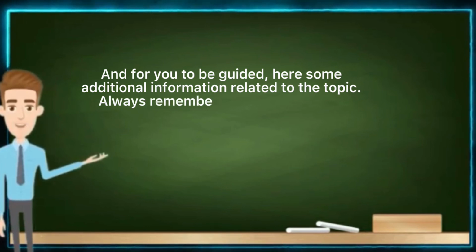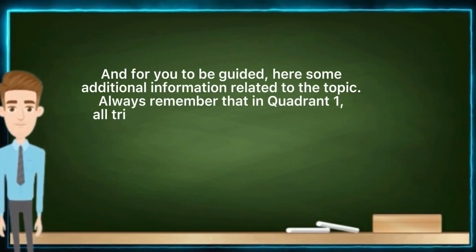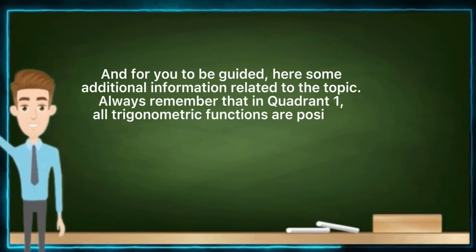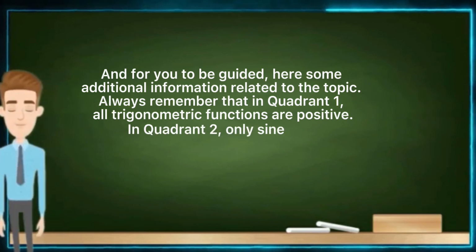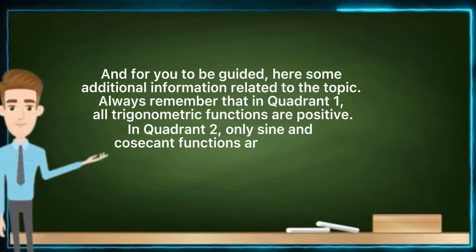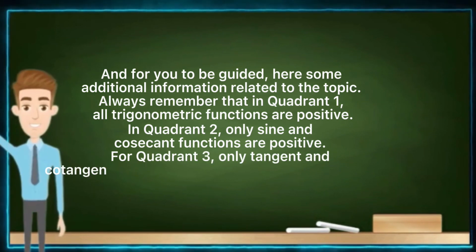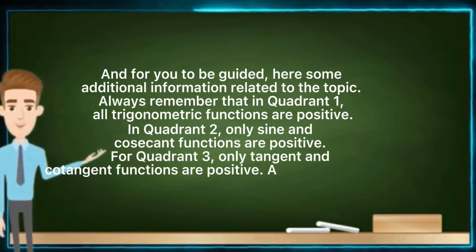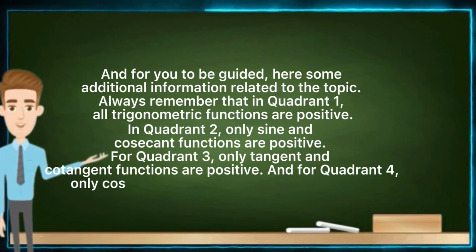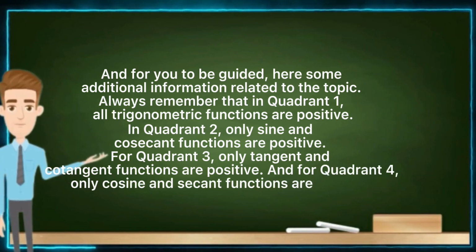Always remember that in quadrant 1, all trigonometric functions are positive. In quadrant 2, only sine and cosecant functions are positive. For quadrant 3, only tangent and cotangent functions are positive. And for quadrant 4, only cosine and secant functions are positive.